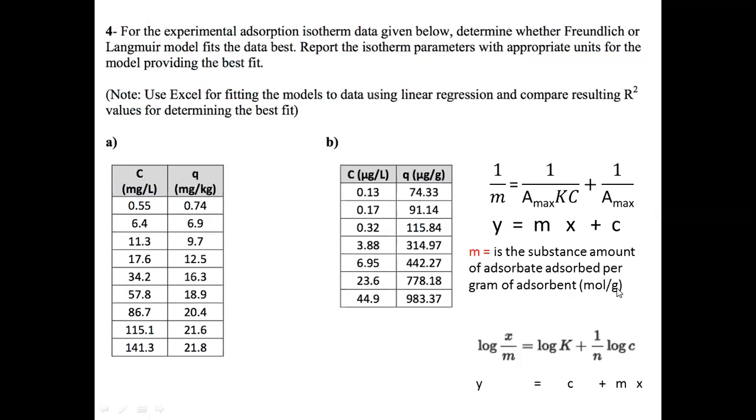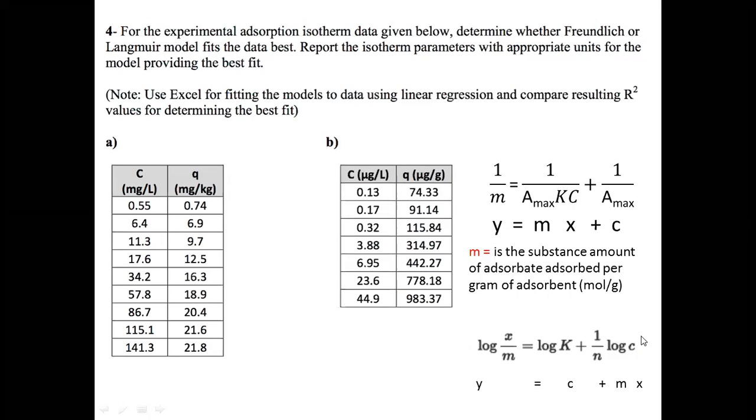Here it is mole per gram, but you may convert into gram per gram or milligram per kilogram. But what is important to understand is that M is directly given over here. So you just take 1 over M and then you can plot the data. Similarly, you can do this with the other data. This is the M, this is the C.